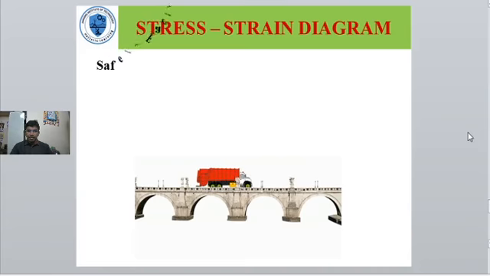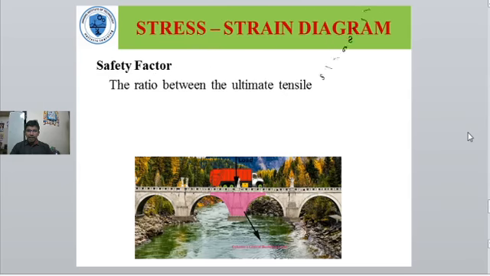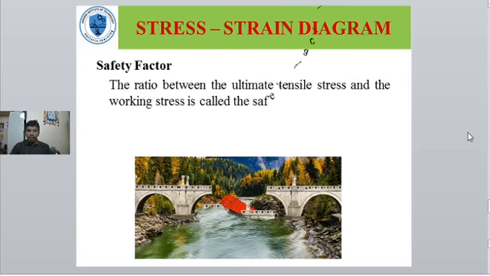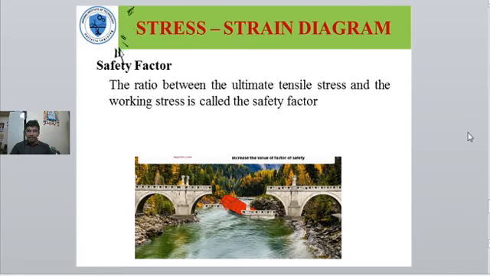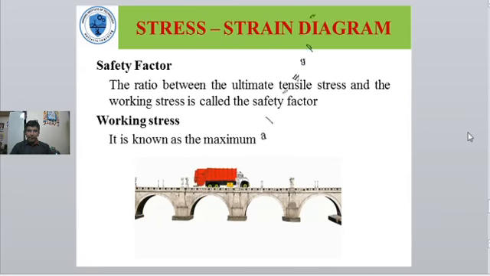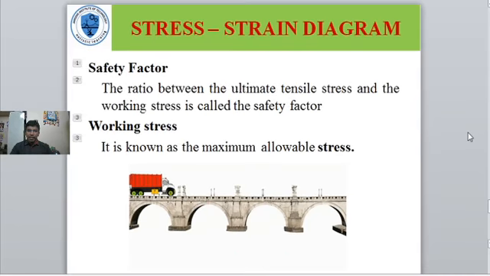Next, what is the meaning of safety factor? Safety factor is the ratio between the ultimate tensile strength and the working stress. Working stress means the maximum allowed or maximum allowable stress.